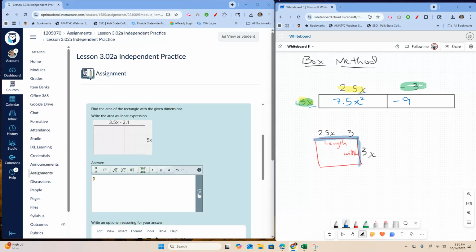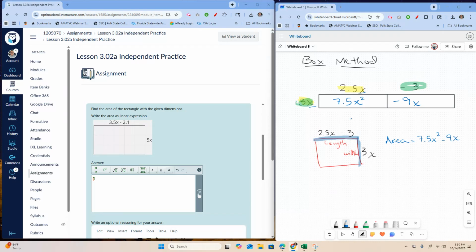And because this minus 3 doesn't have an x, and this 3 does have an x, I will keep the x there. So the area of this rectangle is going to be 7.5x squared minus 9x.